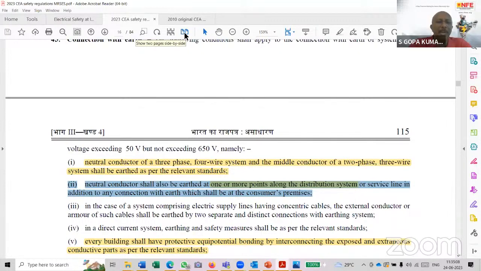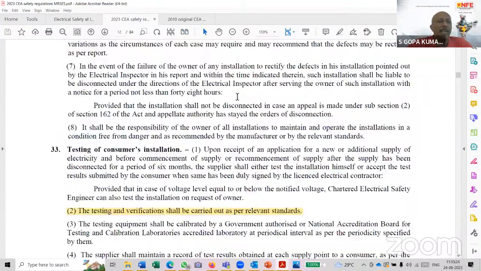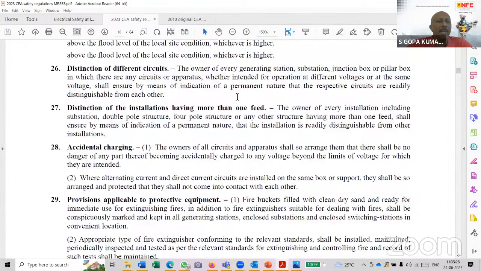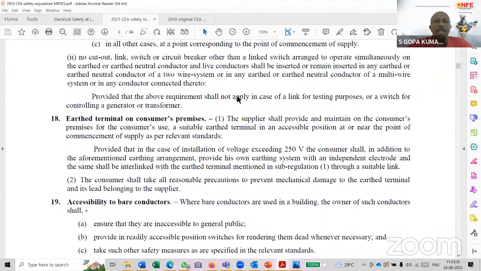Simply to conclude, in the majority of cases, the earthed terminal in regulations 16, 17, 18 of the current regulations, especially the earthed terminal in regulation 18, which was earlier regulation number 16, was not provided by the electricity supplier in most of the cases.